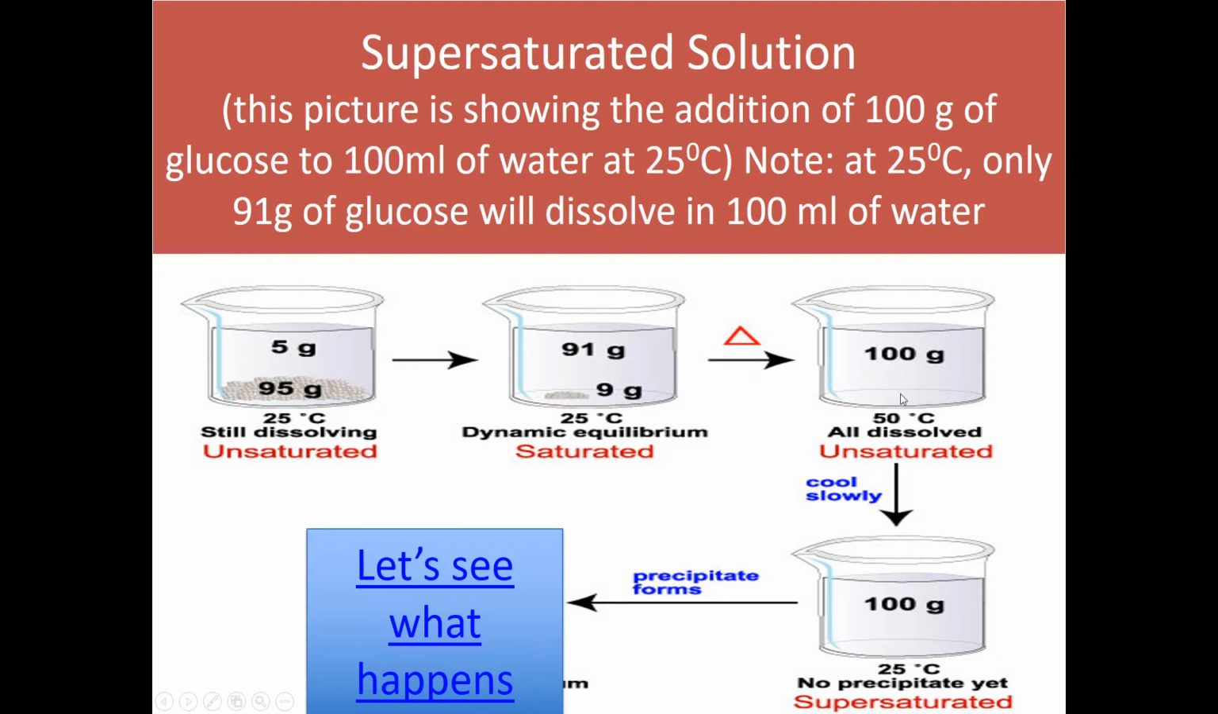Now, if you very slowly and very carefully lower the temperature, that extra 9 grams won't just come out of solution. At this point, it is supersaturated. It's supposed to only contain 91 grams, but because you raised the temperature temporarily to force the rest of it to dissolve, and if you're very careful and do this slowly enough, that extra 9 grams won't immediately come out.